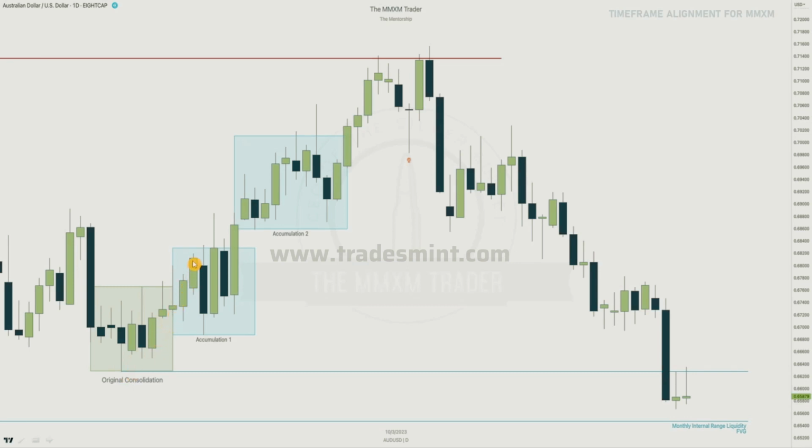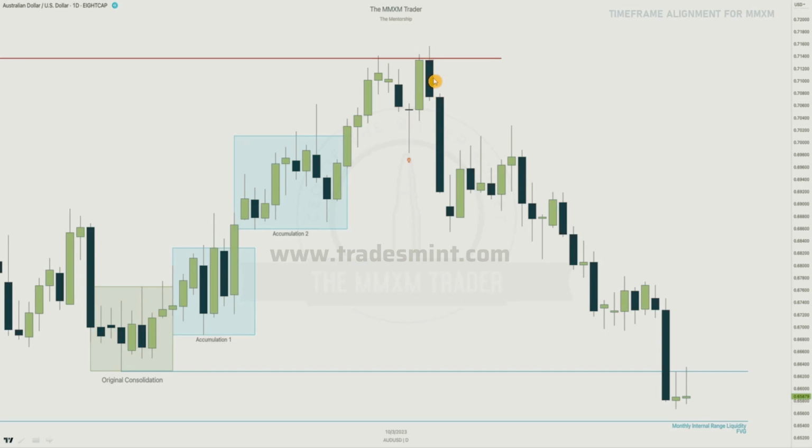Market expands higher, forming accumulation phase number 1, expanding higher again, accumulation phase number 2, and then eventually we keep going until we hit that premium level, right? So over here, that monthly external range liquidity, right? Now we've taken external range liquidity, and what happened up above this old high? Order pairing, right? For smart money shorts.